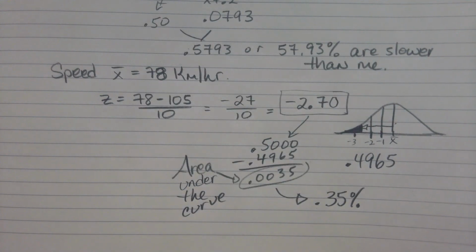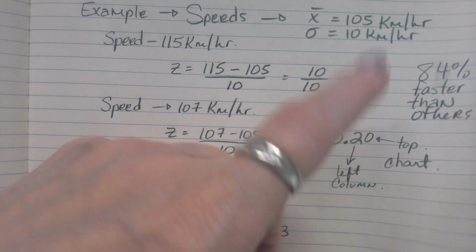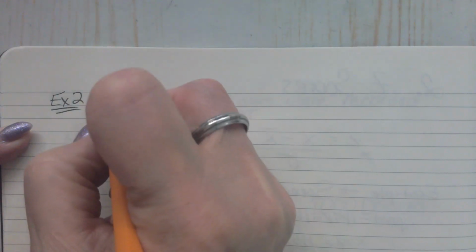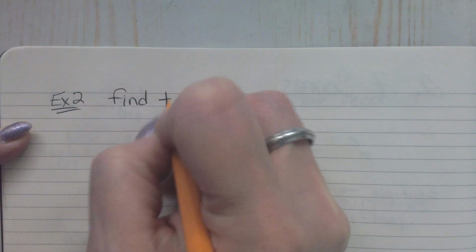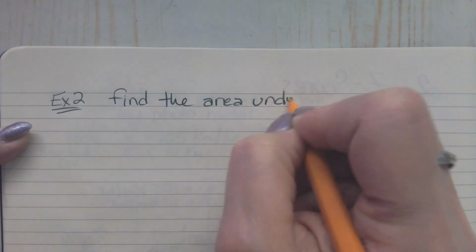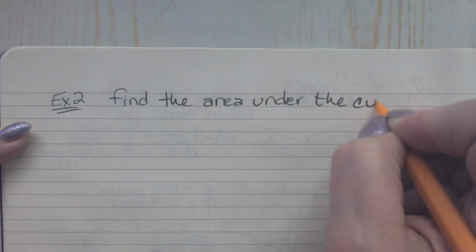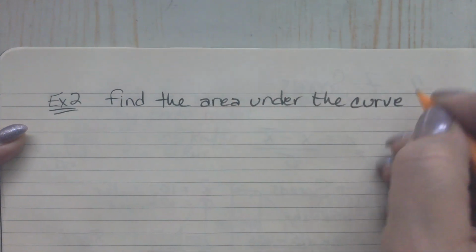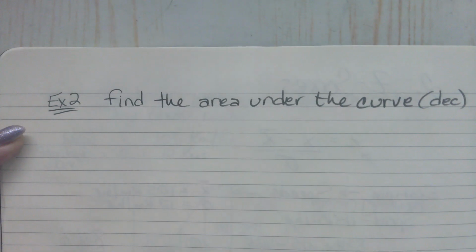So what they're going to ask you to do, some of them are going to come out to be nice numbers like 1, 1.25, 1.5, that sort of thing. But then they're also going to give you something that looks like this. It says, example number 2. Find the area under the curve. So they're asking for decimal form, right? This will be the decimal form of it.